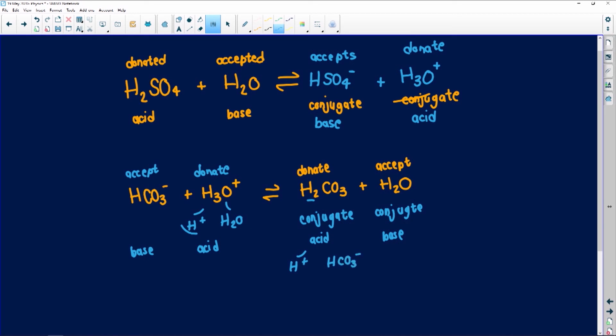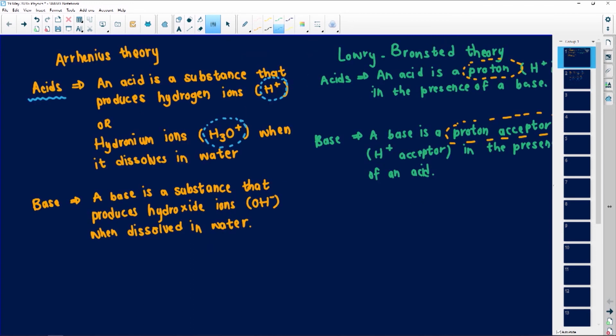So that's some of the first steps. So remember, first go through your theories, and you've seen how I use the theories going back and forth to see who says we must donate, who says we must accept, and then that is how you can identify if something is an acid or something is a base. Now, it does take some practice, but it really gets fairly easy.